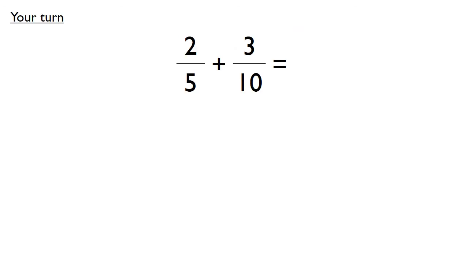Okay, year 5, here's one for you to do. So you have 2/5 plus 3/10. Now, what I would suggest you do is that you turn the first fraction, your 2/5, into tenths. How could you turn fifths into tenths? Pause the video here, have a go, and then unpause and we'll go through it together.